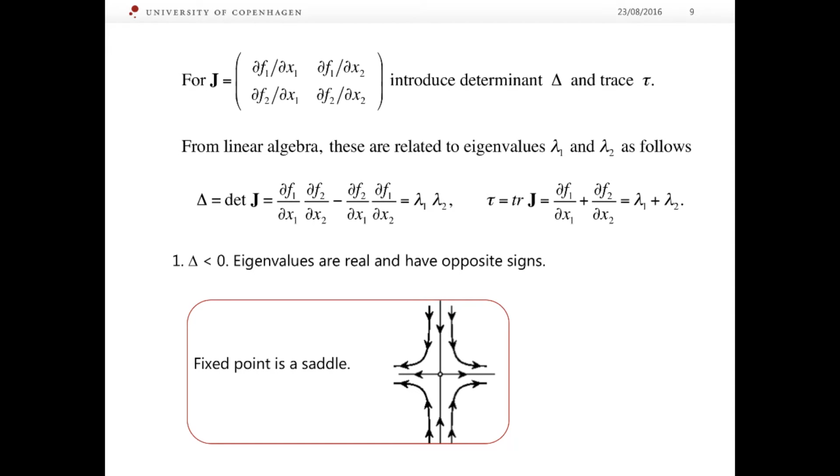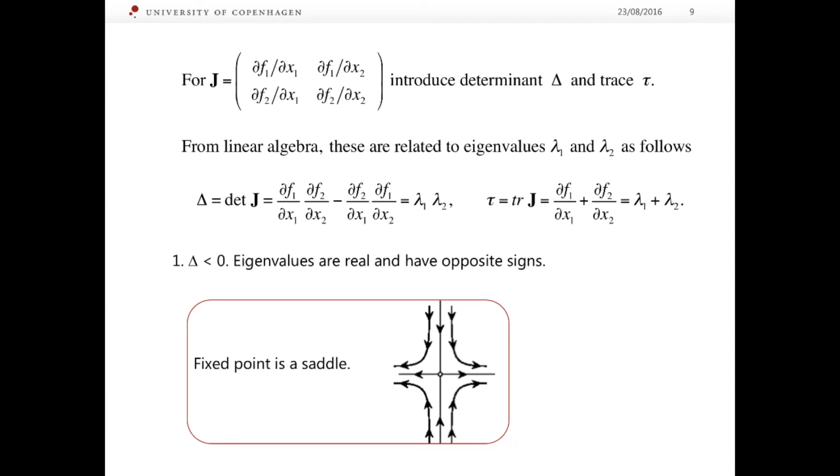If we set initial conditions exactly on the stable manifold, we are going to stay on this manifold forever as time goes by, and we are going to gradually approach the fixed point, but never reach it exactly. If we set initial conditions on the unstable manifold, again we are going to stay on this manifold forever as time goes by, but we are going to go away from the fixed point.